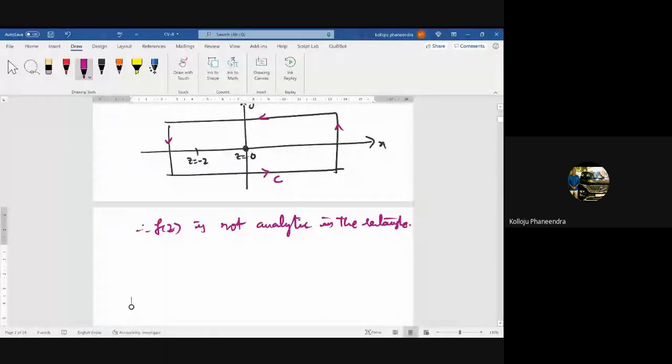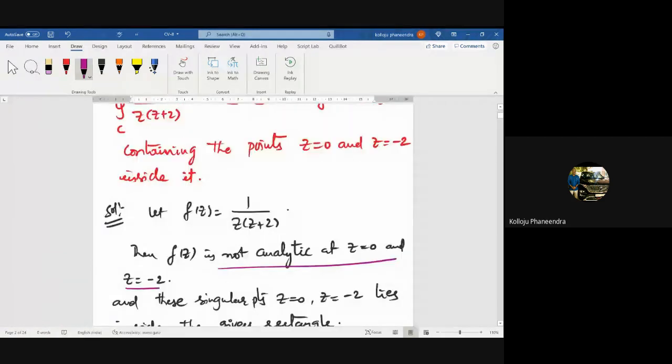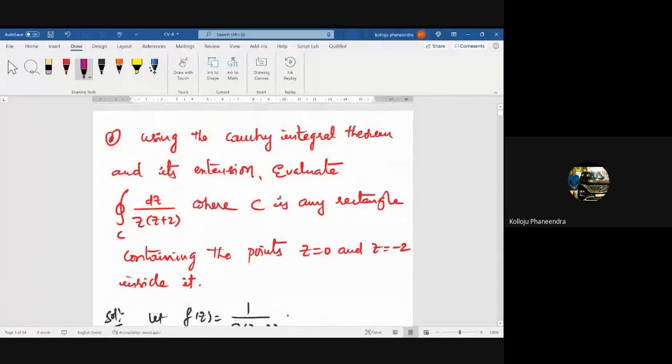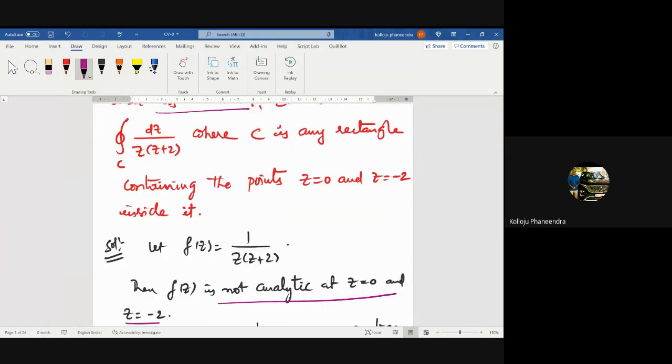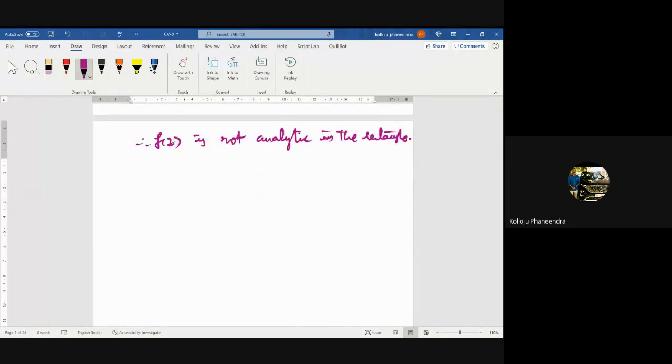So we have to go for Cauchy's integral formula or Cauchy's extension theorem. The question is clearly mentioned: using Cauchy integral theorem and its extension, evaluate. When the problem is given like this, we cannot apply Cauchy integral formula directly; I have to apply its extension. Let us see now.